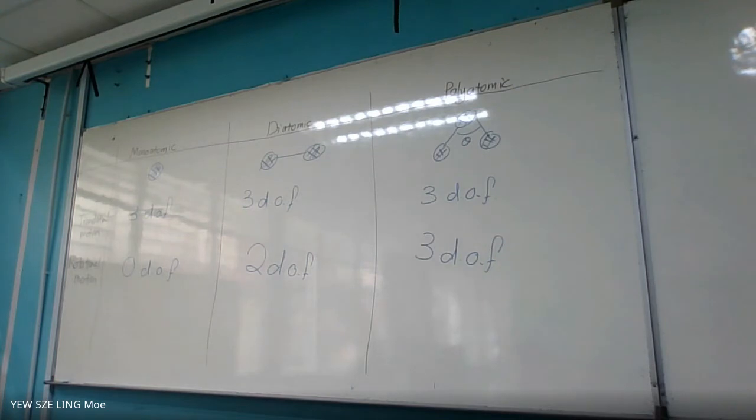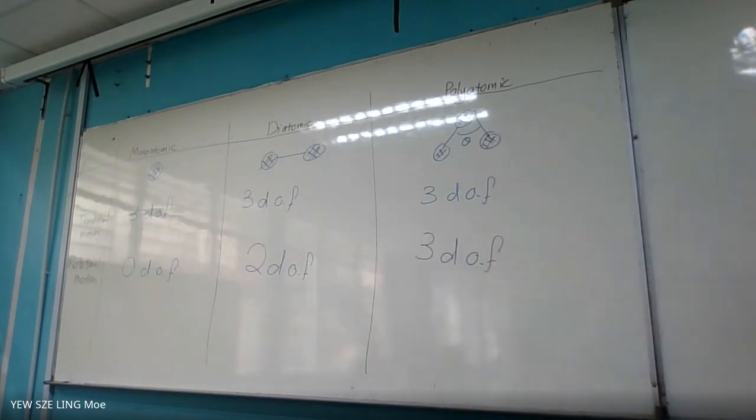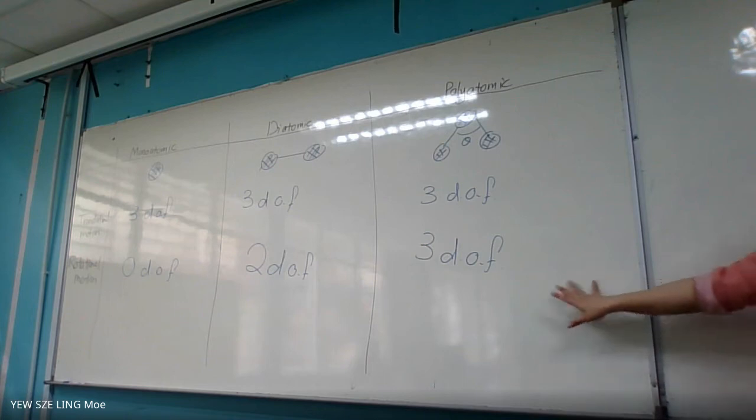Right? So that's why we have 0 to 3 when it comes to rotational motion. That is the reason why. And of course, in reality, there's one more motion called vibrational motion. But that is no longer in our syllabus.